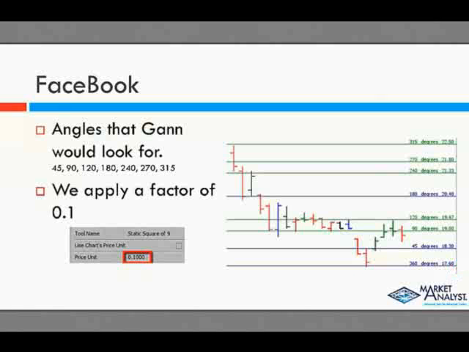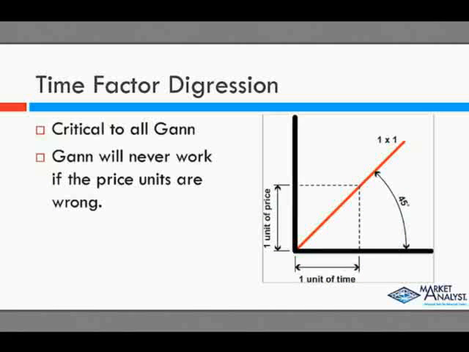Now, an important little digression that we probably need to make at this point is that you can see that I've put here that we're running a price unit of 0.1. What that means is that I'm actually not looking for 17.6 on the square of 9, but I'm actually looking for 176, and I'm working off that number. If you ever study or work with Gann, one of the most critical things you're going to have to master is the knowledge of the price unit.